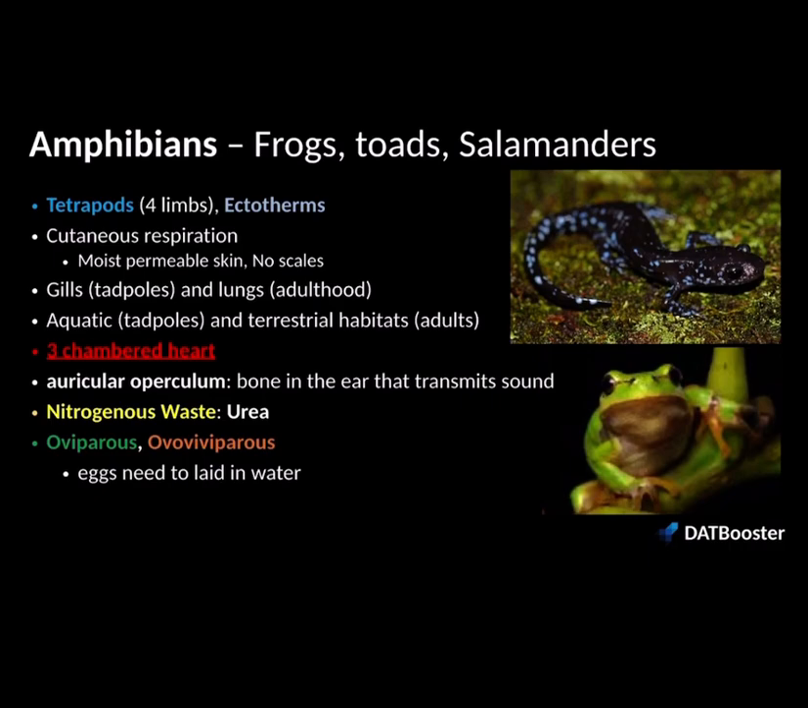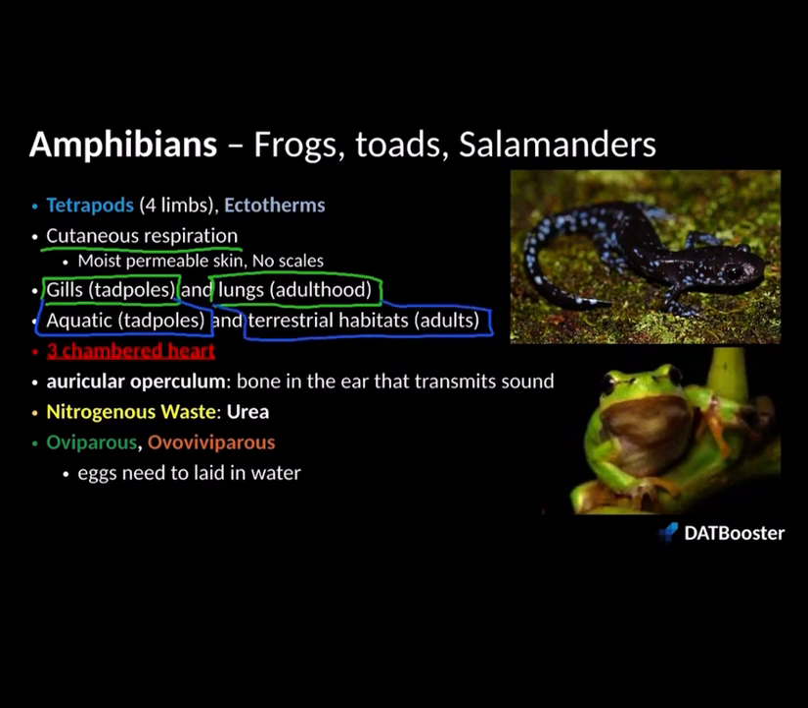One unique thing about amphibians is cutaneous respiration. So cutaneous, of course, meaning skin, and they have moist, permeable skin. No scales here. What's interesting, though, is when they're a tadpole, they have gills for respiration, and those gills are going to be replaced with lungs. So as an adult, they have both the cutaneous form of respiration as well as a pair of lungs. So of course you know this, but they're aquatic as tadpoles, and then they live in terrestrial habitats when they are an adult.